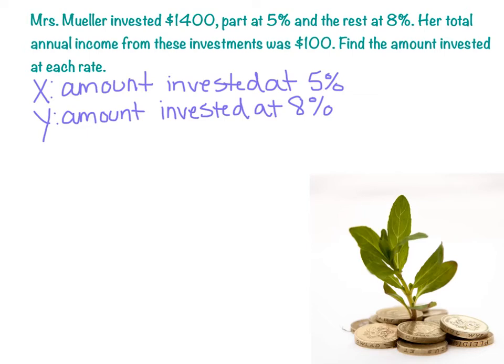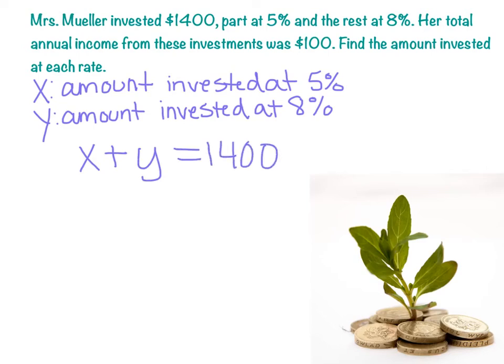So we're going to set this up as a system of equations. We know a couple of things. We know that she invested a total of $1,400, and she split it up into two piles, the X pile and the Y pile. So X plus Y equals $1,400.